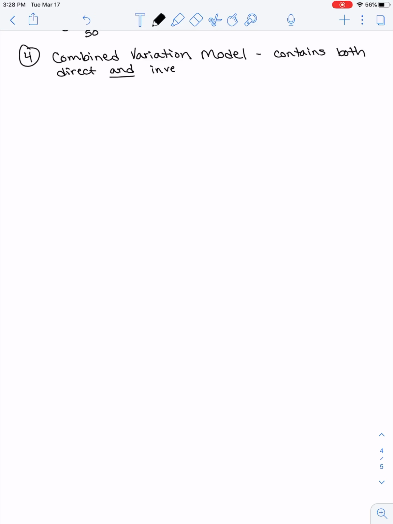I just want to do a few more examples now on combined variation. So this is actually our last type of model, and this is the combined variation model. This is when you have a model that contains both direct and inverse variation models.